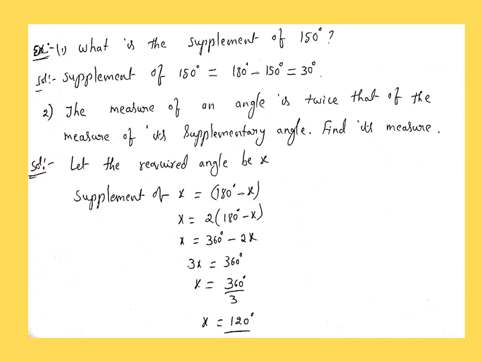The measure of an angle is twice that of the measure of its supplementary angle. Find its measure. Let the required angle be x. Supplement of x equals 180 degree minus x. x equals twice the measure of its supplementary angle. So you can write it as x equals 2 times (180 degree minus x). When you open the bracket, you get x equals 360 degree minus 2x. If you bring 2x to the left hand side, it will become plus and you will get 3x equals 360 degree. x equals 360 degree by 3. x equals 120 degree.